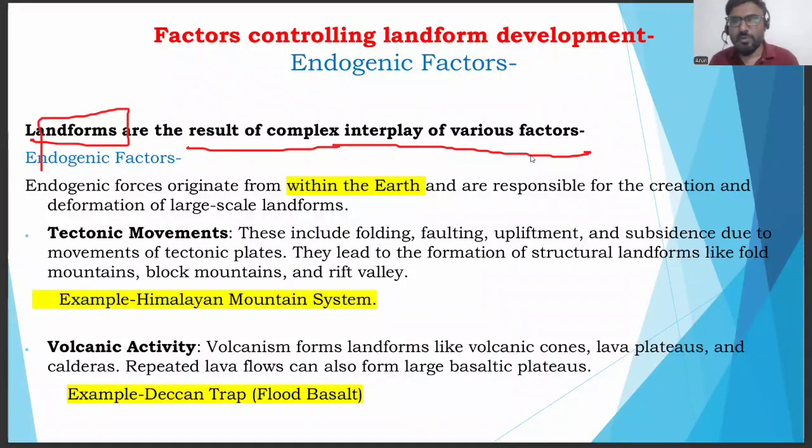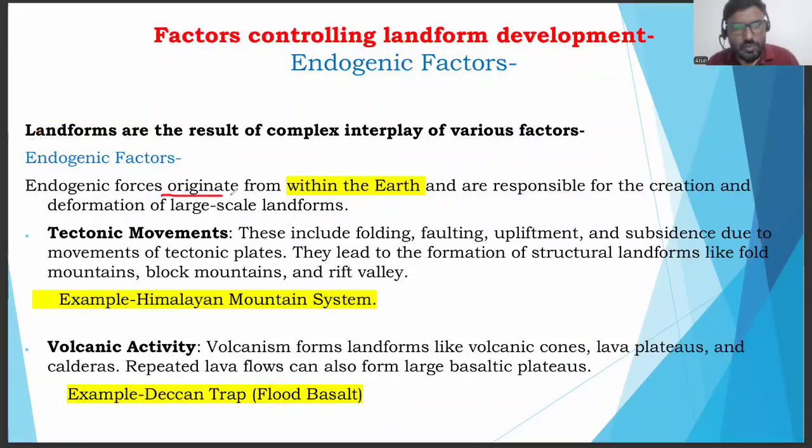So friends, the formation or modification of landforms is not a simple process. It is a complex interplay of various factors. Multiple factors come together, they act together, and it leads to the formation of landforms and to modification in the landforms, right? So coming to the endogenetic forces, they originate within the earth.